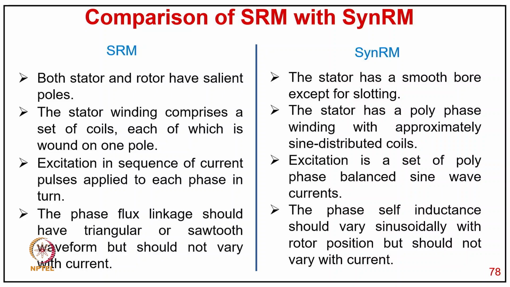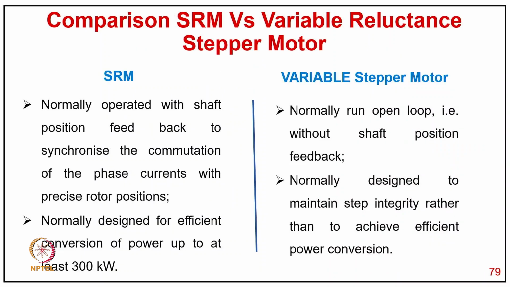In reluctance, excitation is a sequence of current pulses applied to each phase winding. In synchronous, excitation is set by polyphase balanced sinusoidal waveform current. In reluctance motor, phase flux linkage should have a triangular or sawtooth waveform, but not vary with current. In synchronous reluctance, the phase self-inductance will vary sinusoidally with the rotor position, but should not vary with the current. Now comparison of reluctance motor with variable reluctance stepper motor.